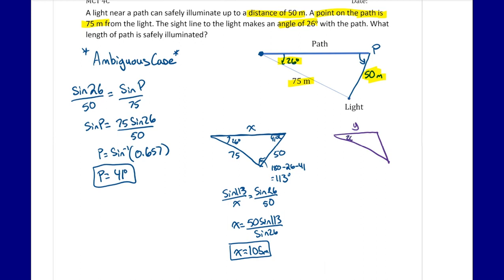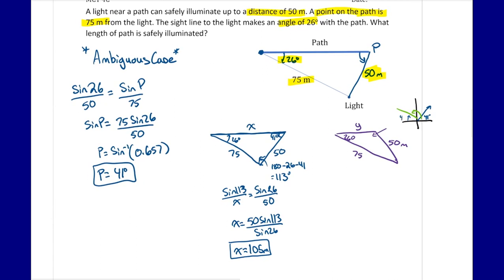So I know that this is 26 still. This is 75. This is 50. This is going to be a new angle. Let me actually just draw this triangle a little bit bigger so the numbers aren't as crunched. So 26 degrees, 75 meters, 50 meters. I don't know that length. This angle is going to come from the ambiguous case, or the CAST rule. So if I know I have an angle here that's 41 degrees, then the obtuse angle is going to pair up with that.